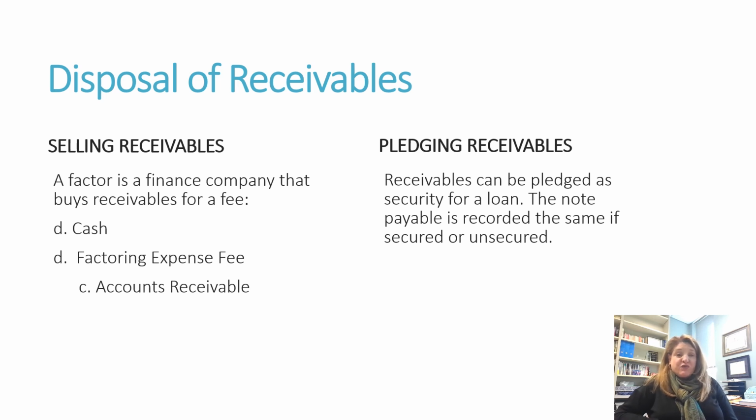We can also dispose of receivables by selling receivables or pledging receivables. Often a company will want to get the cash before waiting for the note receivable to get to the maturity date, so they can sell the receivables to a company known as a factor. So a factor is a finance company that buys receivables for a fee. The fee is going to be charged to factoring expense fee, and it's going to reduce the amount of cash that we receive. So we would debit cash, debit factoring expense fee, and then take the receivable off the books.